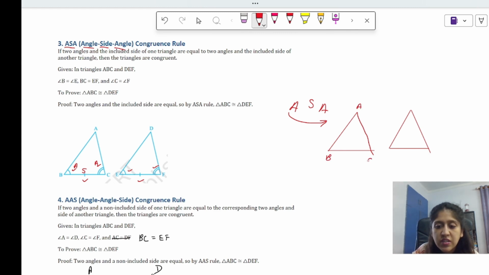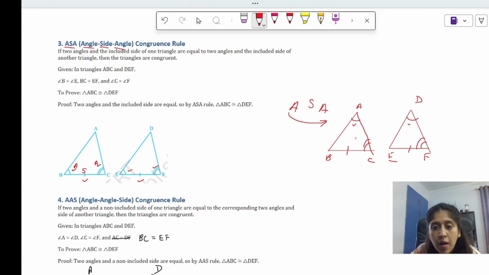All right, ABC, I have a triangle and I have a triangle DEF. ठीक है, now look here. गलती क्या होती है? We say for example this angle is equal. ठीक है, these two angles are equal. Then we say this side is equal and then we say कि this angle is equal. ये गलती होती है. What is the mistake? Mistake क्या है? Mistake ये है, you have taken an angle.